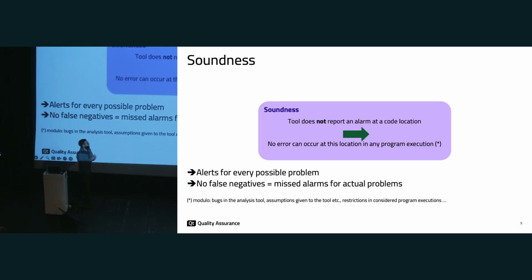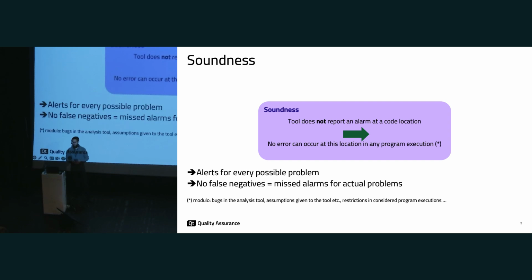And to make the discussion a little more thorough, let's give you some key properties that the static analysis guys keep talking about. The first one is soundness. If the tool does not report an alarm at a code location, that should imply that no error can in fact occur at that code location. That's a nice property to have, right? That gives you some assumptions about how your tool works, and it says there are no false negatives.